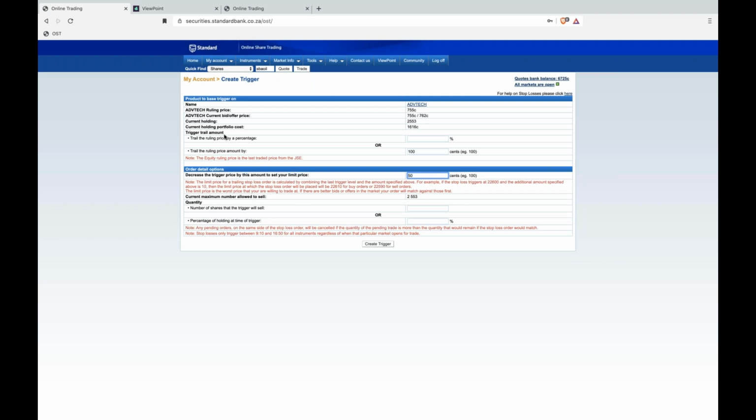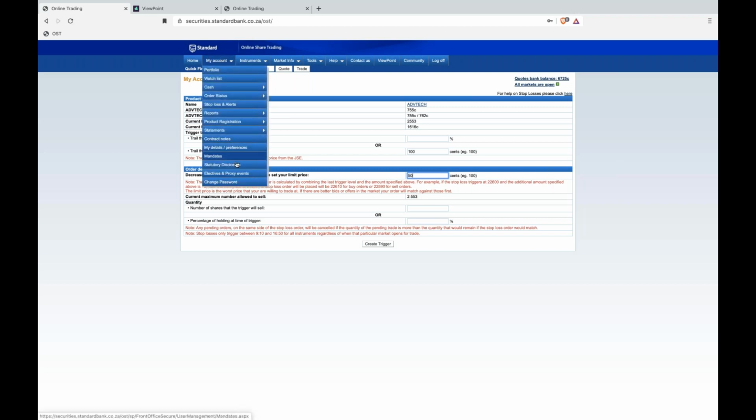Cool. Andres, the question, how do I open an additional account? If you're looking for an extra equity account, let's do the others first. Under my account, product registration, if you want to open a new product account, warrants, futures, CFD, option trading strategy, or a tax-free, you go to my account, product registration, and you pick what you're looking for.